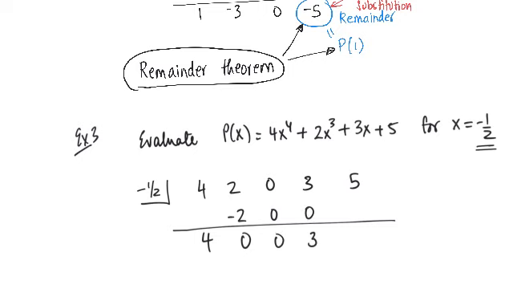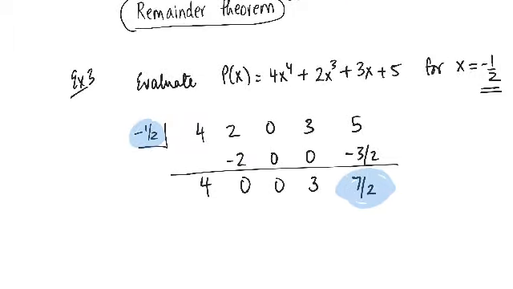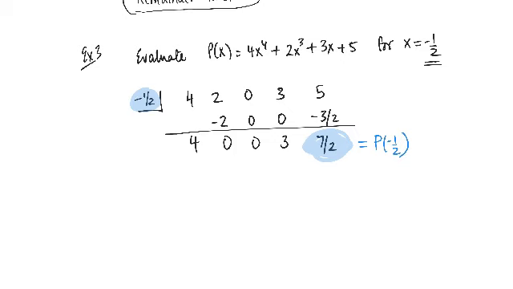Then I set up my synthetic division and I get the answer, which will be, in this case, equal to 5 minus 3/2. That would be 7/2, right? This is my answer in terms of the remainder. It's the remainder, as well as it is p of negative 1/2, right? This 7/2 is equal to p of negative 1/2. It's the polynomial evaluated at negative 1/2. And we've got this answer by doing synthetic substitution.